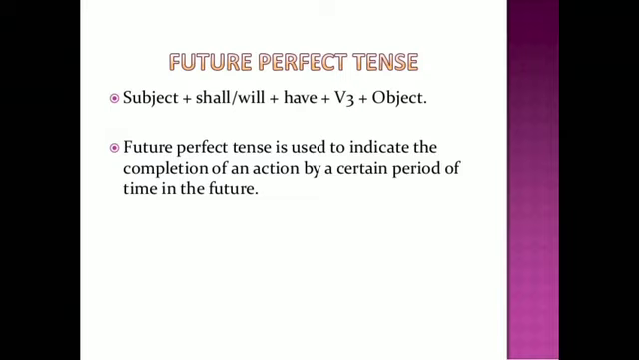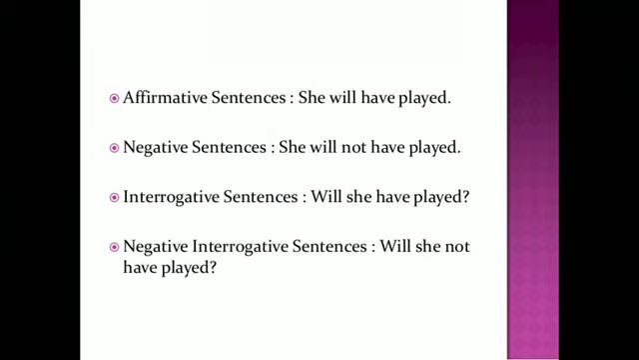If you want to understand future perfect tense in another way, it is used to indicate the completion of an action by a certain period of time in the future. So now we will go through some examples. Likewise, in affirmative, she will have played. In negative, she will not have played. Then interrogative, will she have played? Then in a negative interrogative sentence, will she not have played?